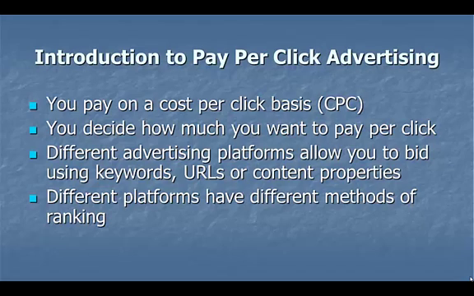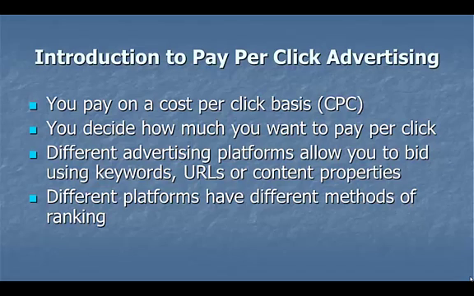Now, with the different pay-per-click advertising platforms, they do allow you to bid using keywords, URLs, or on their content properties. And I'll talk about the platforms that do offer content network advertising, and that's a different beast in itself and gives you a much better reach as far as reaching other prospects.